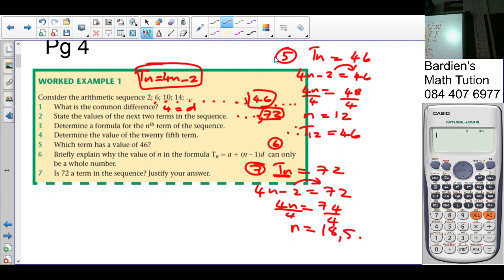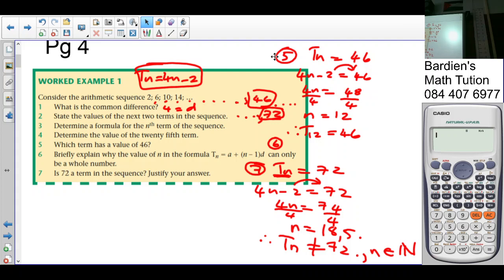The question says, is 72 a term in the sequence? Is there a position 18.5? No. So I can conclude therefore Tn will never be equal to 72. By justifying your answer, you can say that n has to be an element of natural numbers. What are natural numbers? Numbers like 1, 2, 3, 4, 5, 6, 7, and so on.